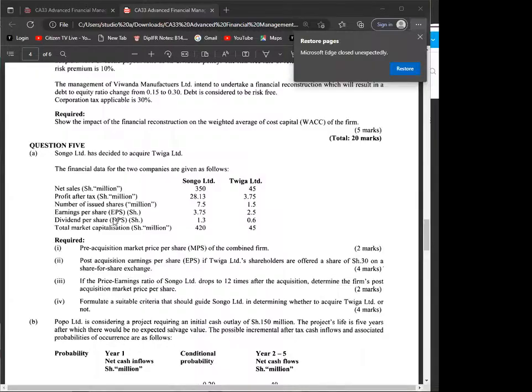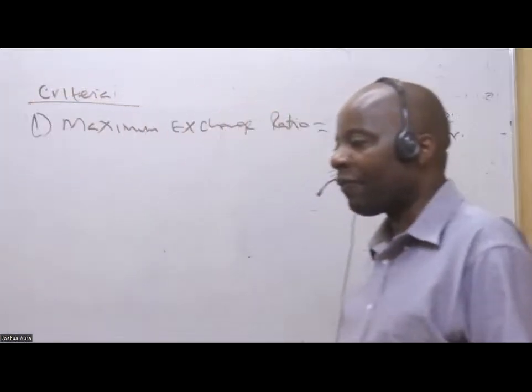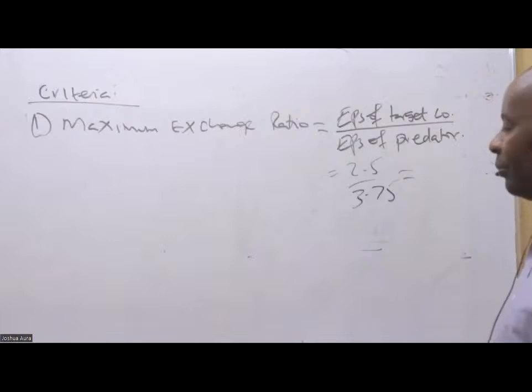Right? Thank you very much. Target company is Twiga. So you talk of 2.5 over 3.75, right? 2.5 over 3.75. In form of a fraction, what do we have here, somebody? What do we have there? 2.5 over 3.75 using your calculator.